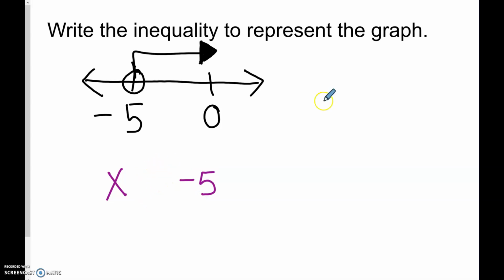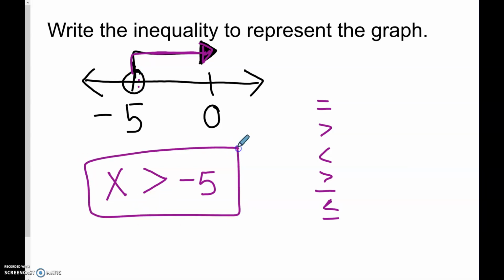Is it an equal sign? Is it greater than? Is it less than? Is it greater than or equal to? Less than or equal to? Well, because it's shading to the right, we know that these numbers are getting bigger, bigger, bigger, bigger. So we're going to put a greater than sign in there. And then you look to see, is this colored in or not colored in? And because it is not colored in, we are not going to put the symbol underneath it. So this is the answer that they are looking for. A variable greater than -5.